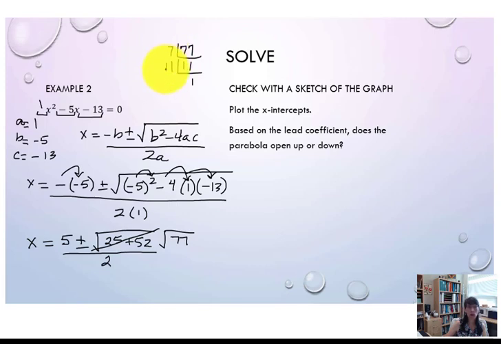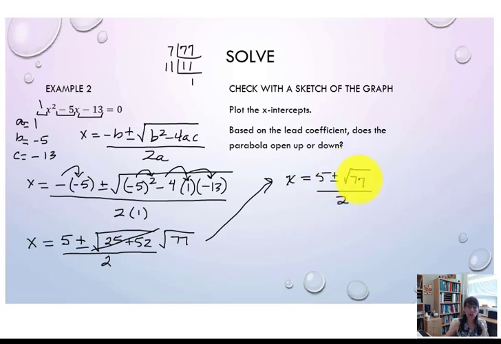There are no perfect square factors. Therefore, 77 has already simplified. So we just happen to end up with a radical term. That's okay. So we have x equals 5 plus or minus the square root of 77 divided by 2.